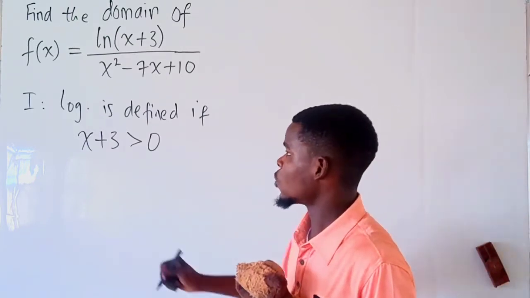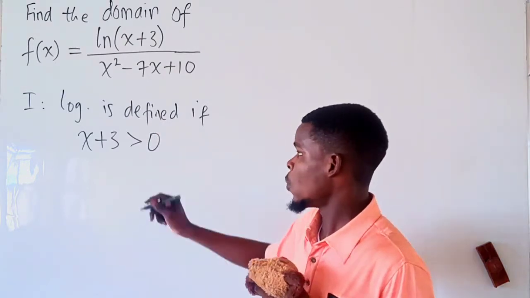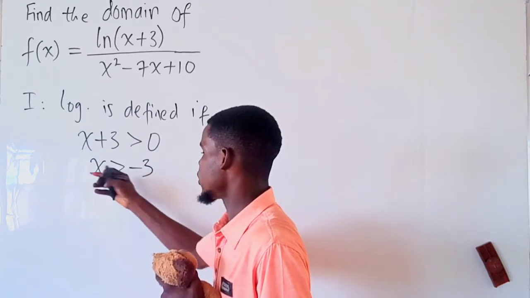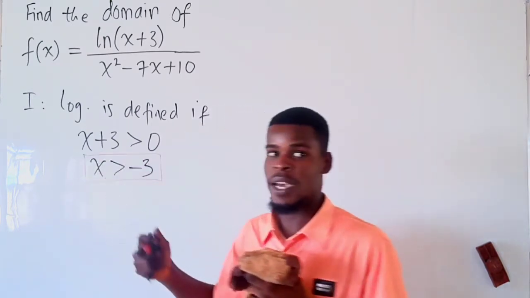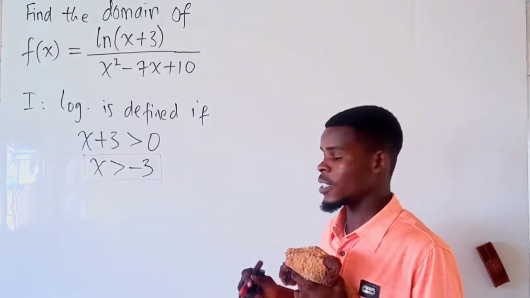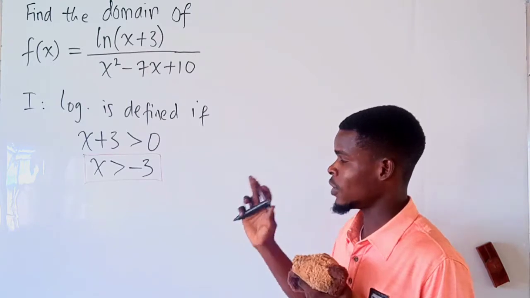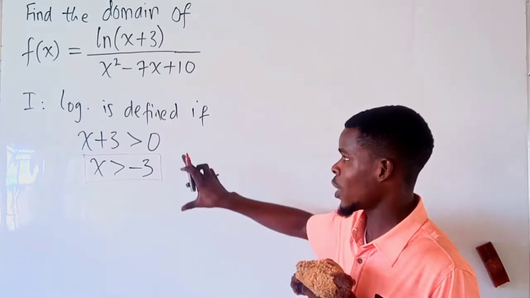Good. So from the first case, which we consider the top, the logarithmic function, we have here that x should be bigger than minus 3. This tells us that the numerator, which is the logarithmic function, will be defined as long as x is bigger than negative 3. So we can talk about numbers bigger than negative 3 up to positive infinity. Good. But we are not done yet.